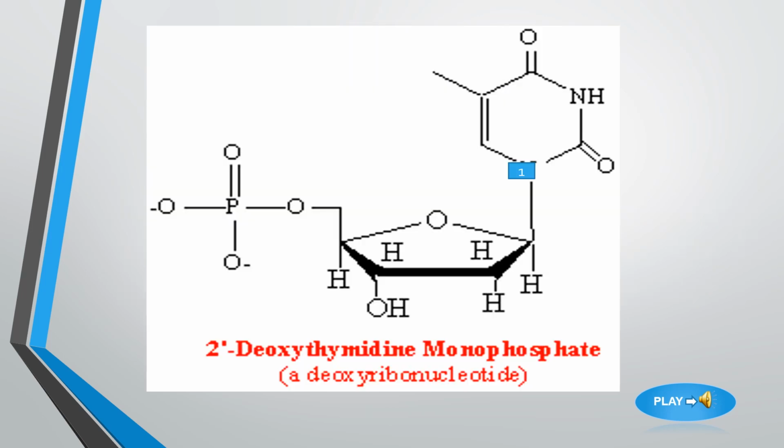This is the structure of 2-deoxythymidine monophosphate. In this structure, thymine combines with the deoxyribose. The linkage is a glycosidic linkage between the first nitrogen of thymine and the first carbon of deoxyribose, and the phosphate group attaches to the fifth carbon of the sugar by esterification.